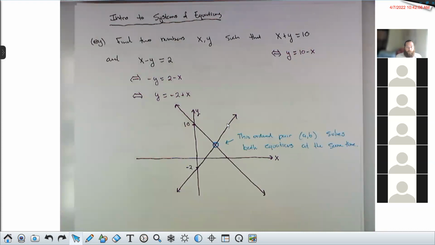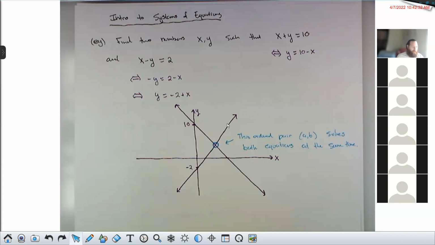And that's what we call the solution to a system of equations. So a system of equations is a set of equations meant to be solved simultaneously, or at the same time. If you have two equations, each one having two variables, that means what you're looking for is an ordered pair. You're looking for both an x and a y that satisfy both equations at the same time.